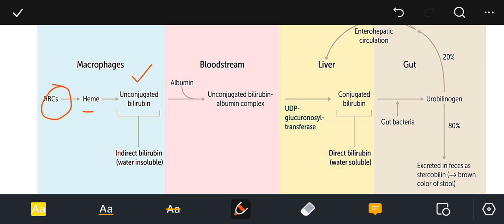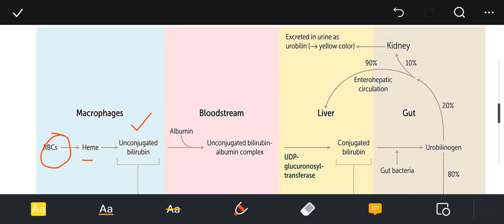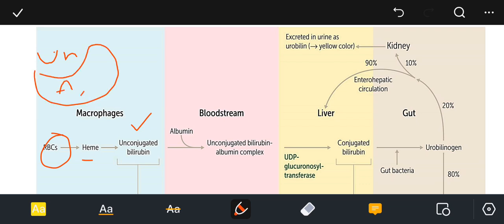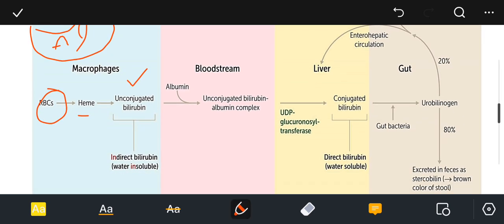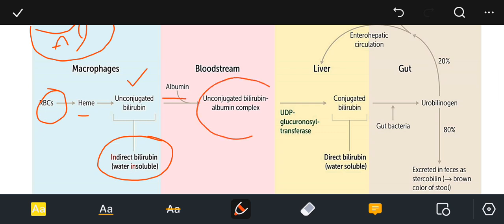So to move it from point A to point B in the circulation, we have to bind this unconjugated bilirubin on albumin. Like I am writing it, unconjugated bilirubin should be bound to albumin to move it in the circulation until it reaches the liver, right? So this albumin bound unconjugated bilirubin, here they have depicted it. The unconjugated bilirubin, which is also called indirect bilirubin, the water insoluble one, is bound to albumin, and then this unconjugated bilirubin-albumin complex will enter the liver.